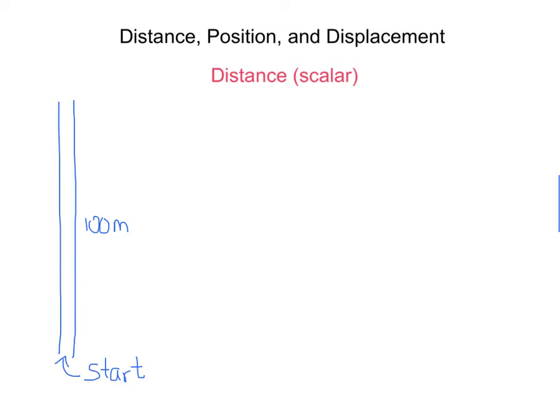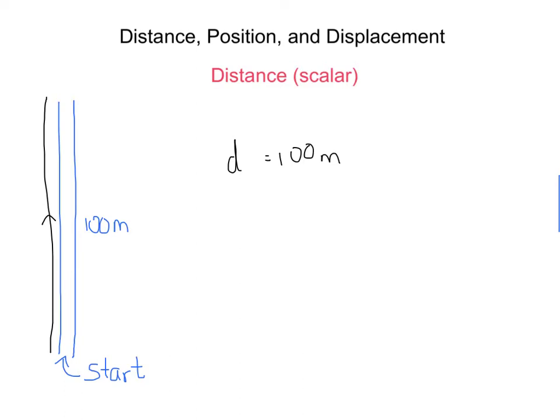So I've drawn here a 100-meter track, and we're going to say that there's someone running from the start at the bottom, and they take a run all the way up to the top of the track. So what's the distance run at this point? Well, it's a 100-meter track, and they've run it once. So at this point, the distance, which we use d to represent, is equal to 100 meters.